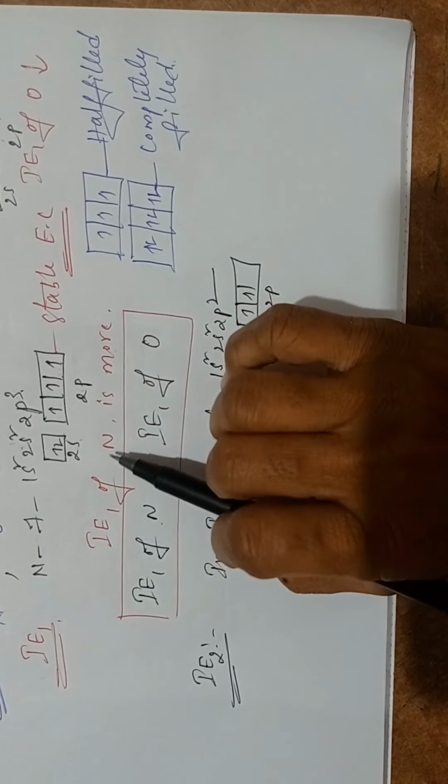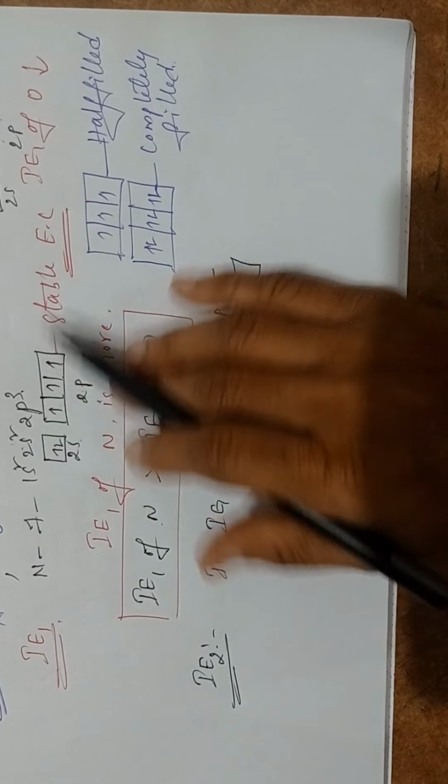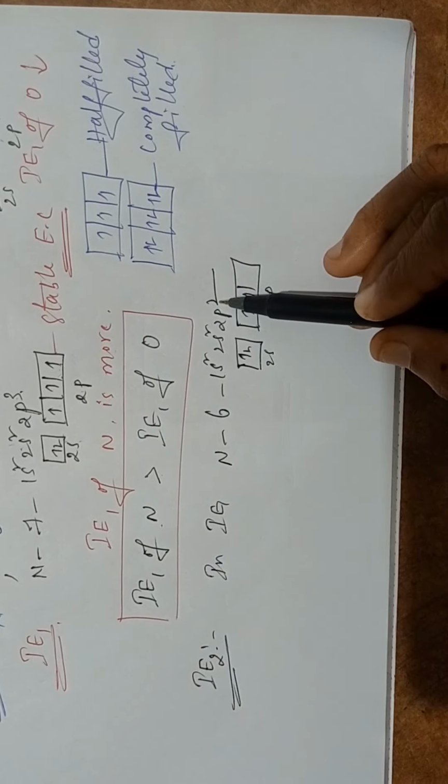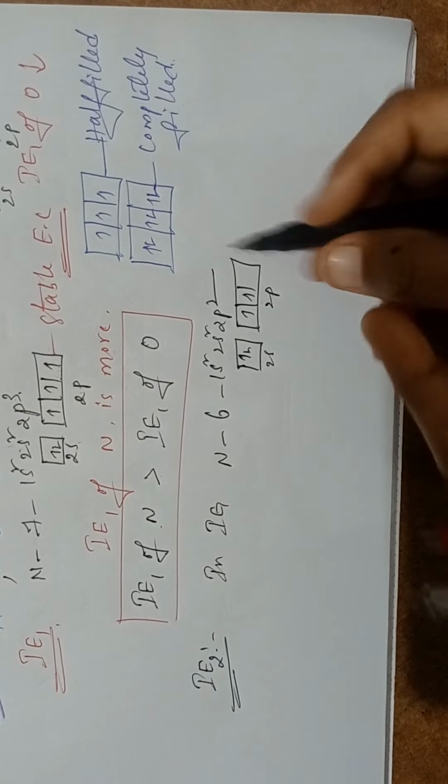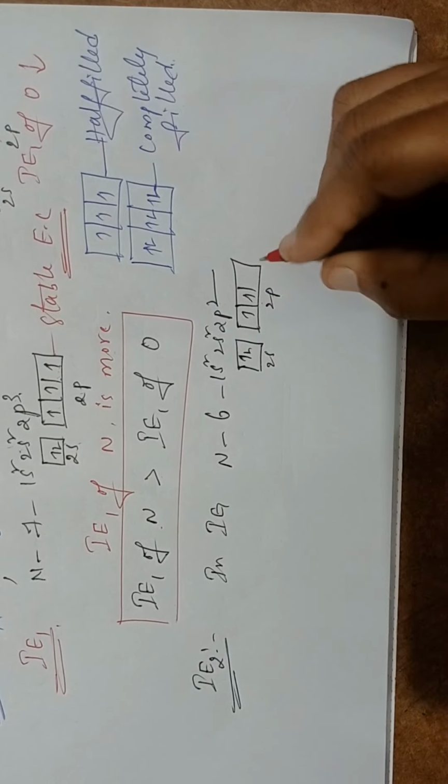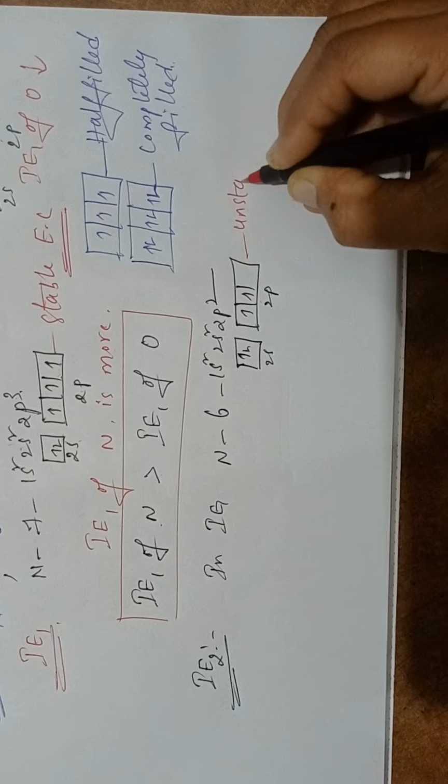In IE1, first one electron is lost. Because of the loss of an electron, it becomes 2p2 only. Now it is unstable. Are you clear? It is unstable, students.